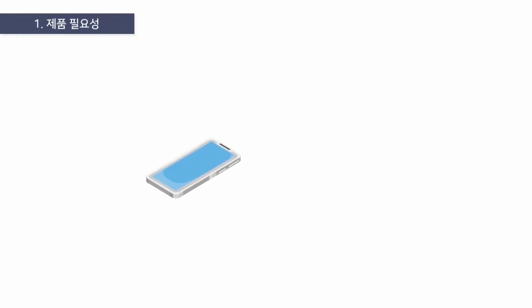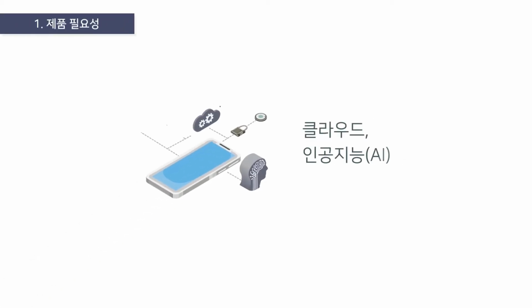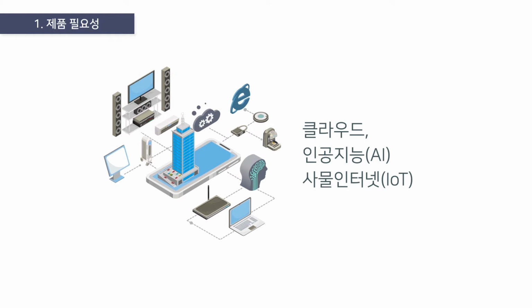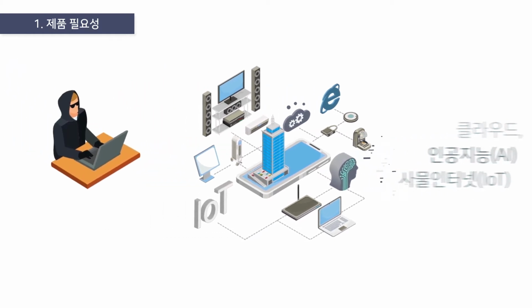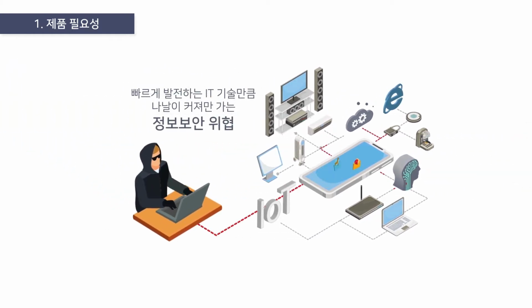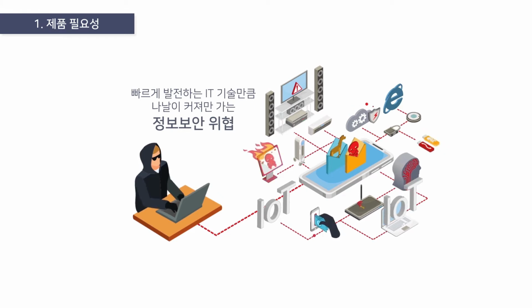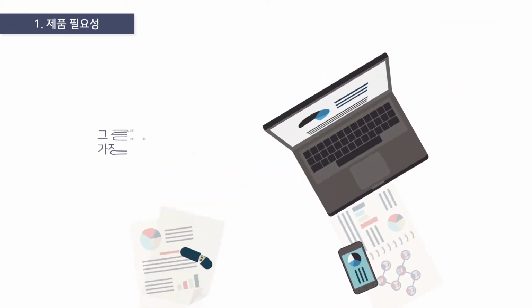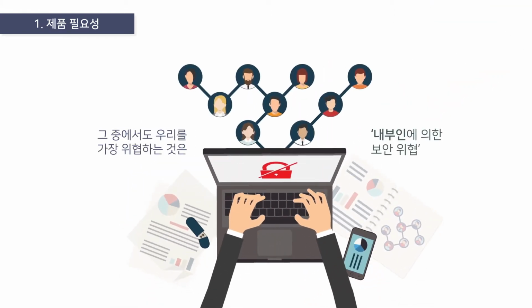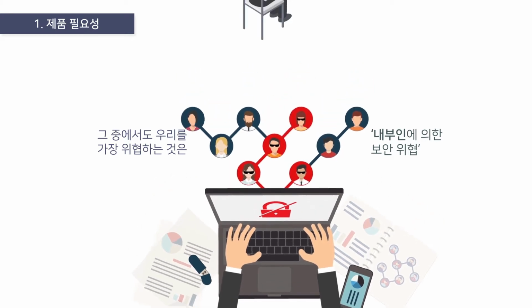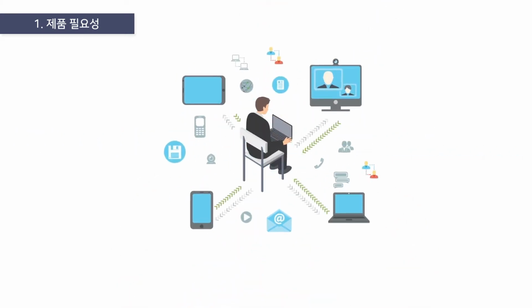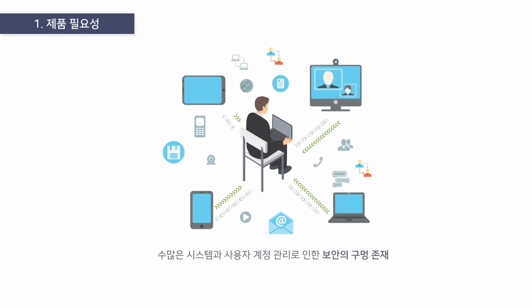One, necessity of product: cloud, artificial intelligence, Internet of Things. Information security threats increase every day as fast as the rapidly developing IT technology. The most threatening thing among them for us is security threats by insiders. Since administrators have to manage a large number of systems and user accounts, there could be a security hole.